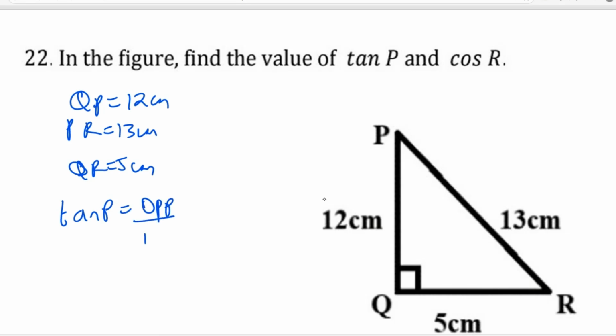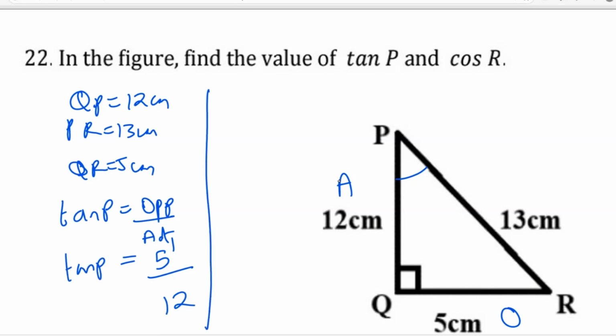opposite by adjacent. So for tan P, it will be opposite by adjacent. Opposite is how much? 5. 5 divided by 12. Tan P will be 5 by 12.